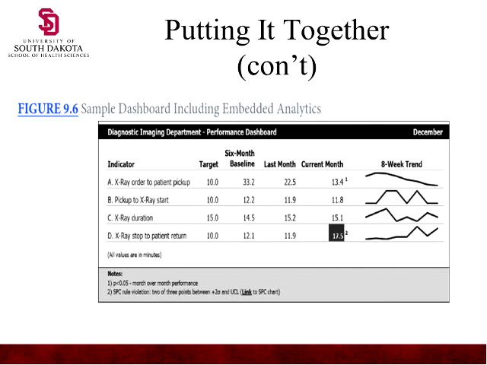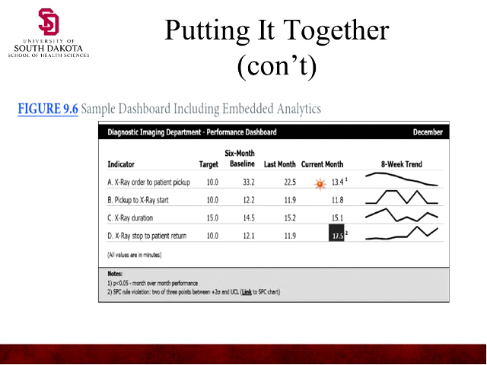This is a sample dashboard. It includes embedded analytics. You see X-ray. This shows the performance dashboard. We look at X-ray order to patient pickup, pickup to X-ray start, X-ray duration, X-ray stop to patient return. It covers that whole process, and we start to see the steps in this process and how they're doing. We see our target, we see our baseline, last month, and now the current month. Now we're not at 10 yet, but we're a whole bunch below 33.2, which was the baseline last time. And last month we were at 22.5, so we even see significance there. So we're seeing some change.